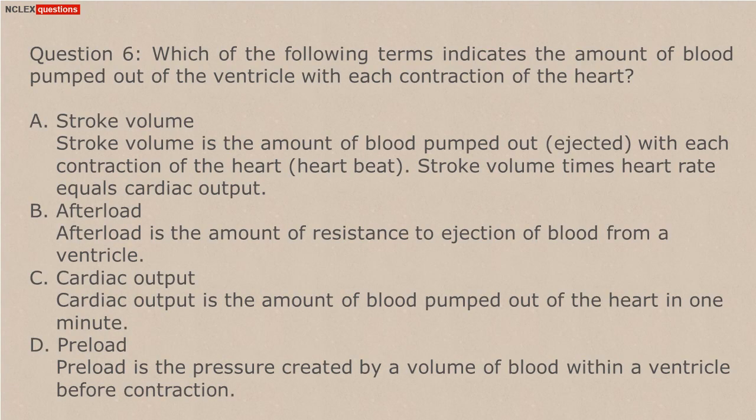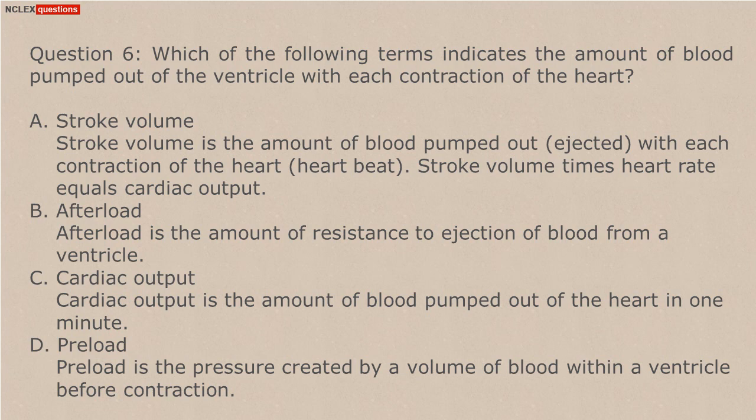Question 6. Which of the following terms indicates the amount of blood pumped out of the ventricle with each contraction of the heart? A. Stroke volume. Stroke volume is the amount of blood pumped out, ejected, with each contraction of the heart, each heartbeat. Stroke volume times heart rate equals cardiac output.